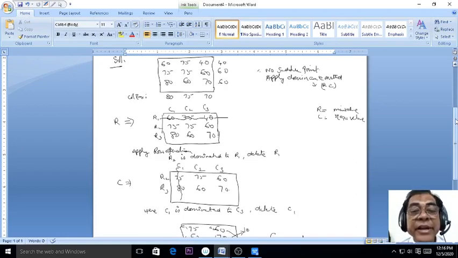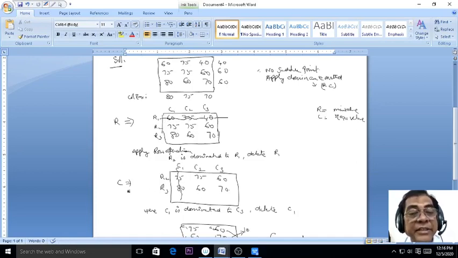Here apply the row operation. R2 dominates R1. See here, 75 is higher than 60. It means dominated. 75 is equal to 75, it means dominated or equal. 60 is higher than 40. So out of these two, R2 dominates R1. So delete the minimum value row R1. Cancel it and write down here.